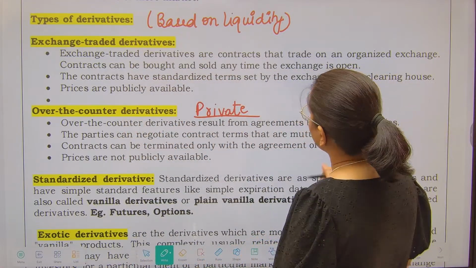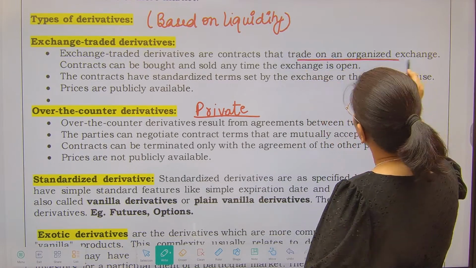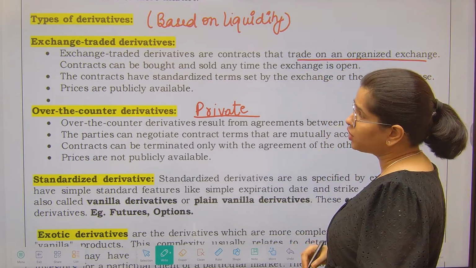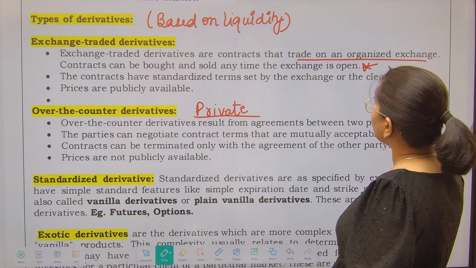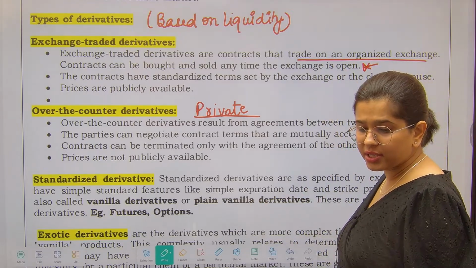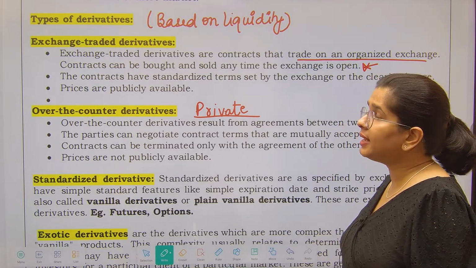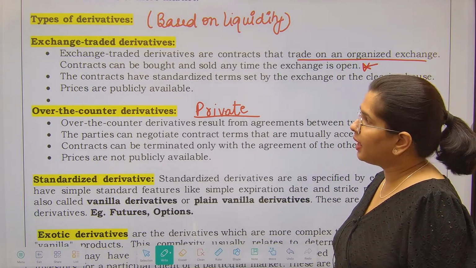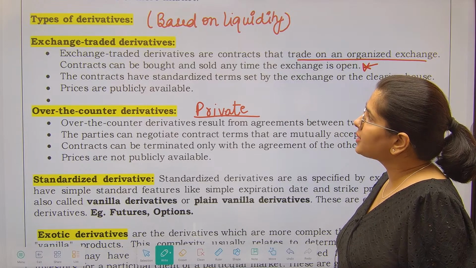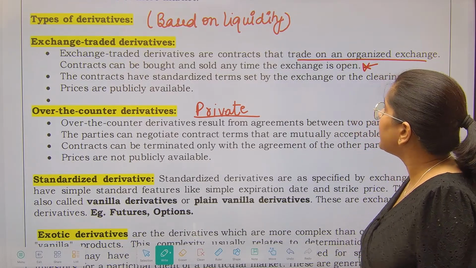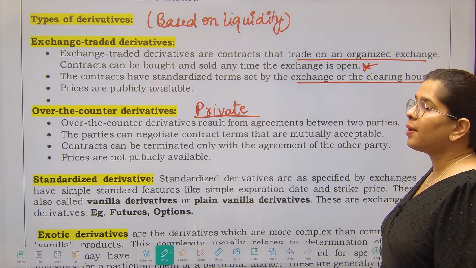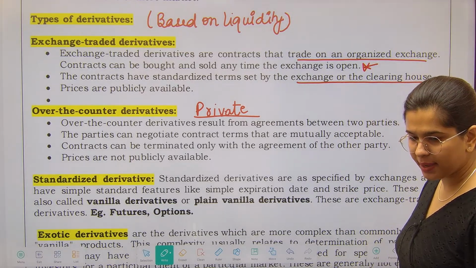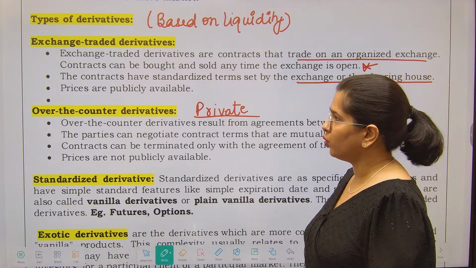So exchange traded derivatives are the contracts which trade on an organized exchange. Contracts can be bought and sold at any time when the exchange is open. So this provides liquidity. The contracts have standardized terms set by the exchange or the clearing house. Prices are publicly available.